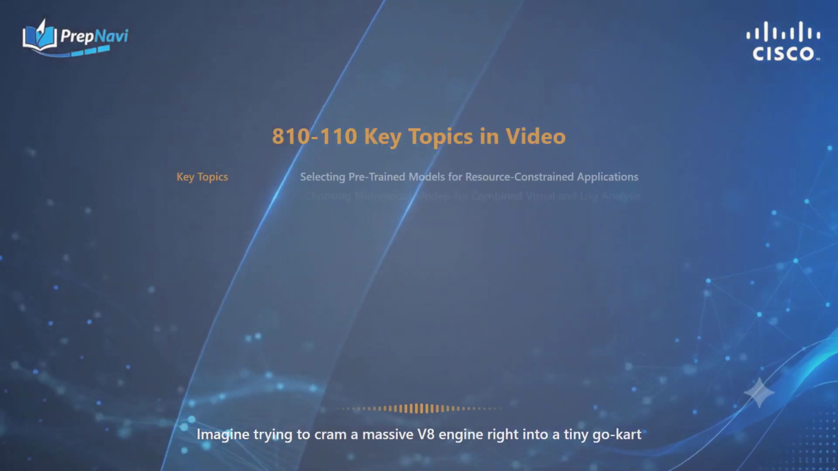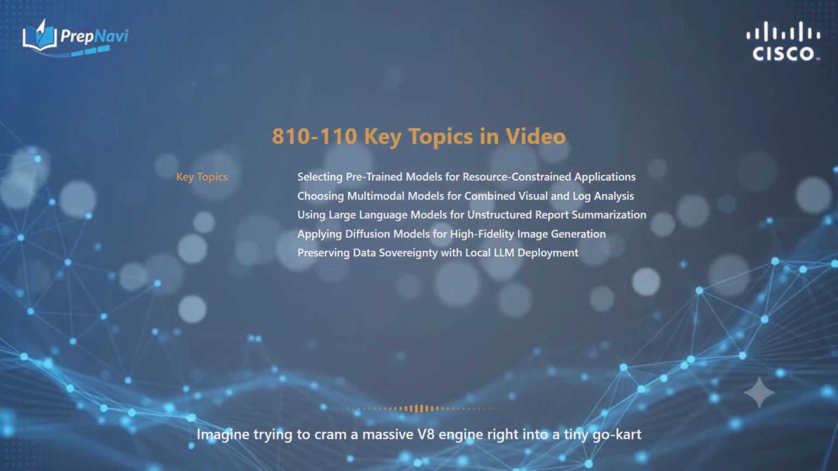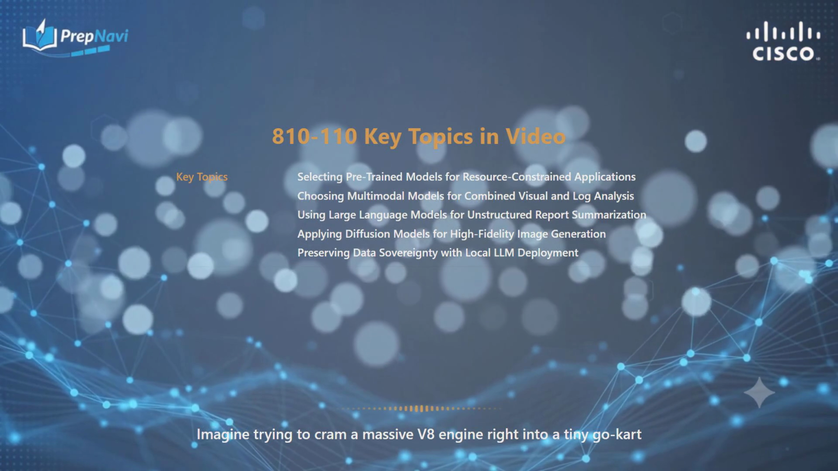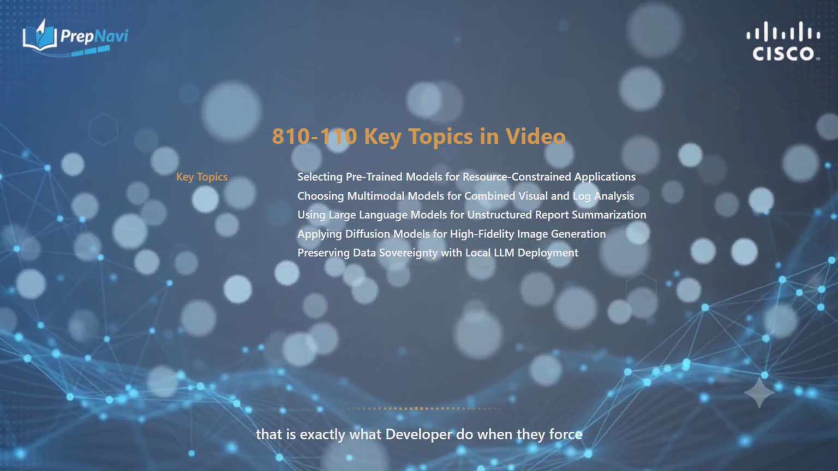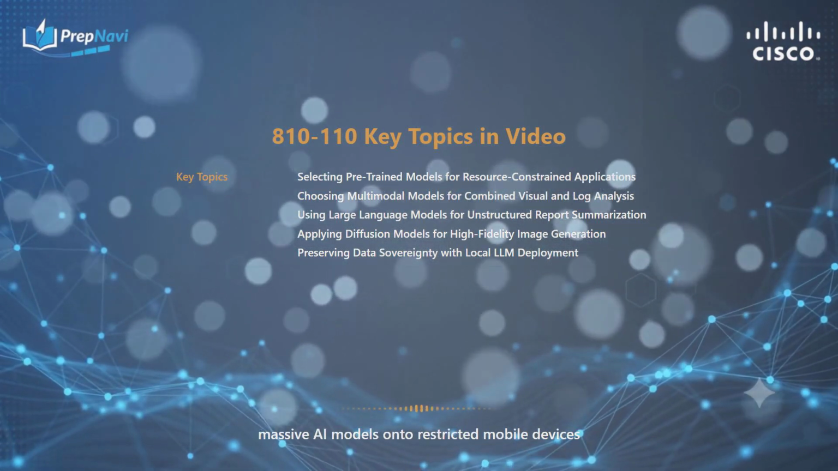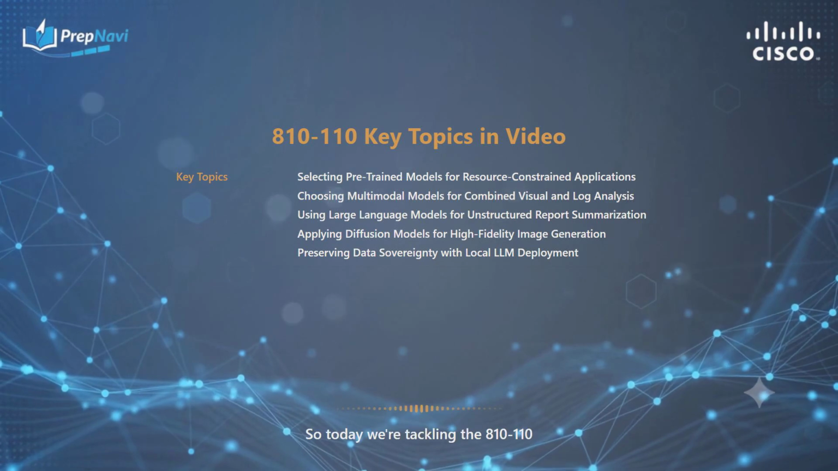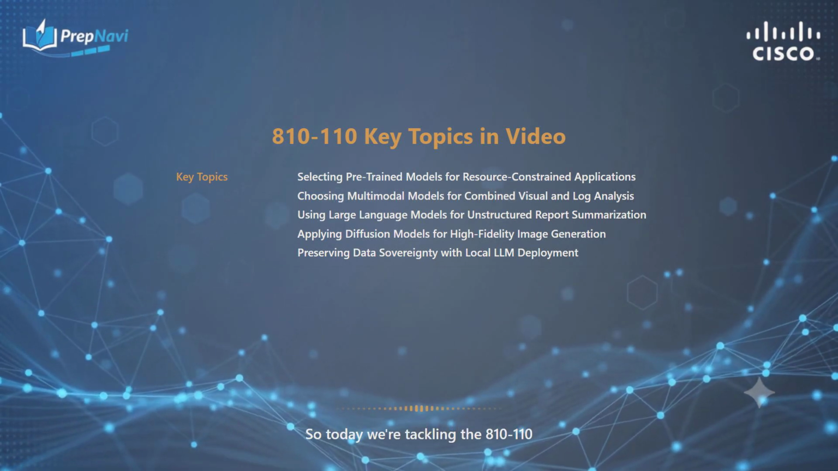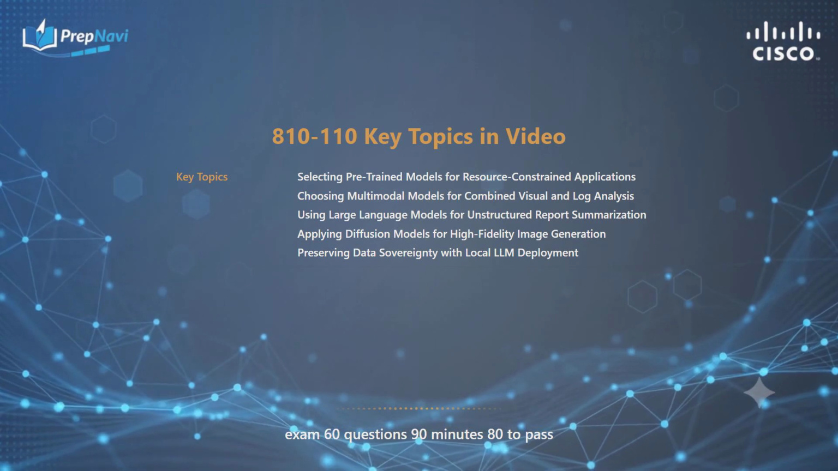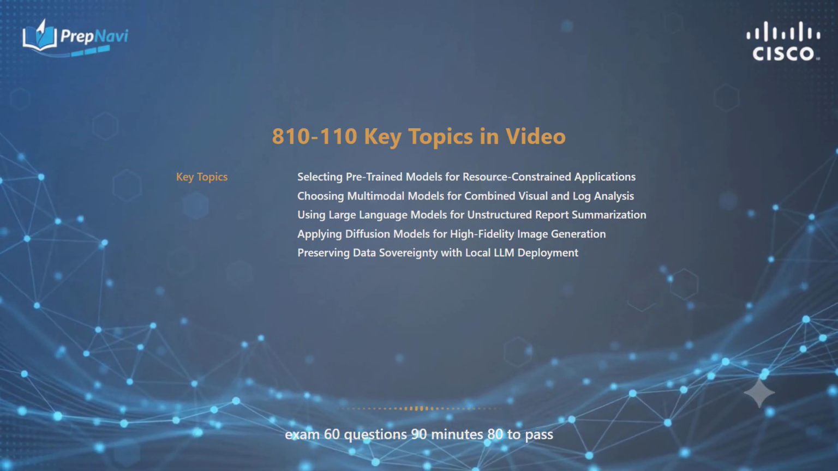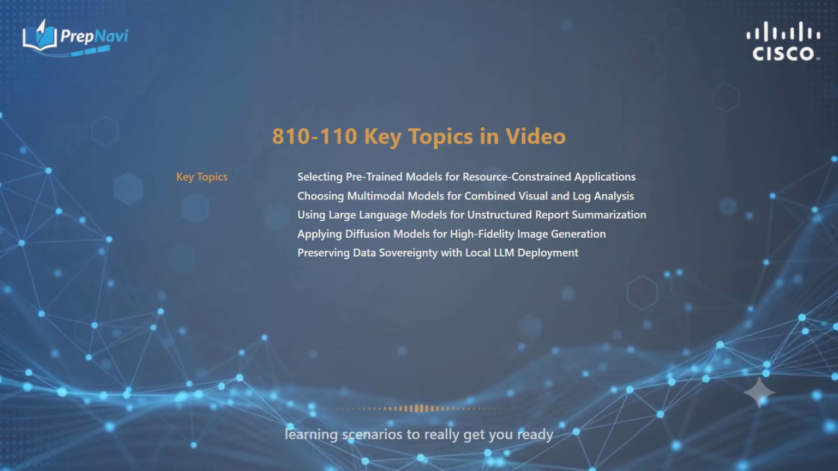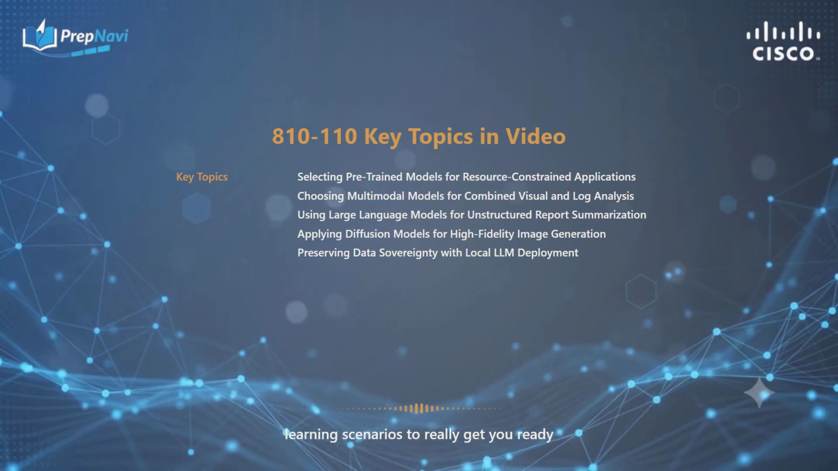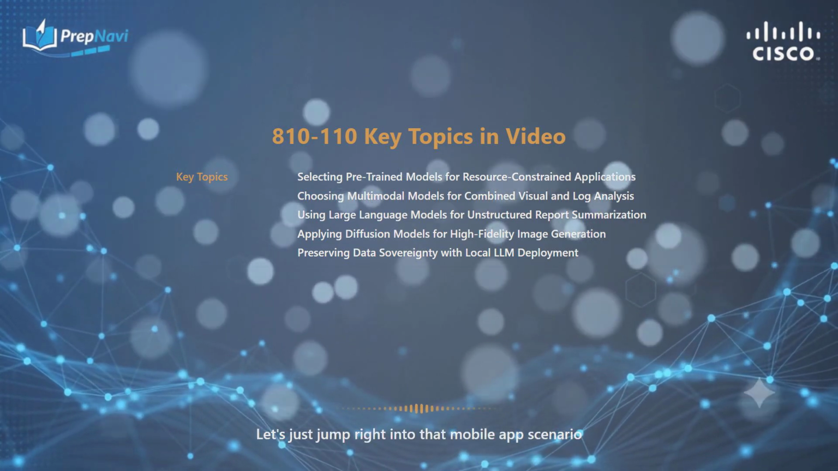Imagine trying to cram a massive V8 engine right into a tiny go-kart. I mean, that is exactly what developers do when they force massive AI models onto restricted mobile devices. So today we're tackling the 810-110 exam, 60 questions, 90 minutes, 80% to pass. We are focusing on 5 crucial AI and machine learning scenarios to really get you ready. Let's just jump right into that mobile app scenario.